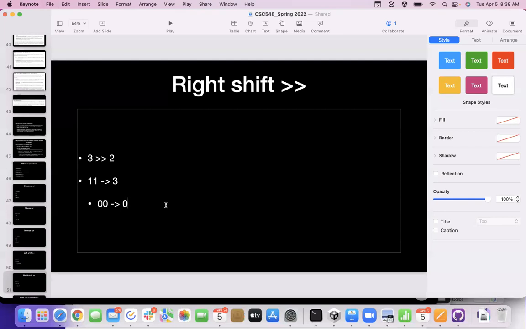So those are our bitwise operators that I want to introduce this morning.